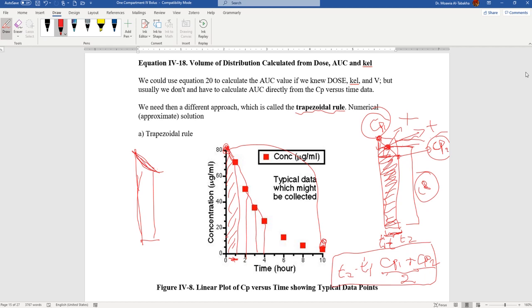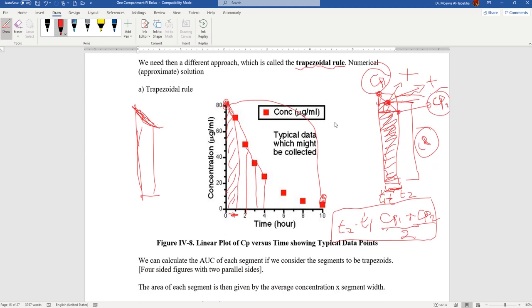In order to keep this error as small as possible, we need shorter segments or a smaller time interval. So the smaller the time interval, the more accurate your AUC is. Even though the trapezoidal rule is an approximate way, it is used more frequently because you do not need to assume one compartment or first order kinetics, etc. You do not need to assume that. That's why it's used more frequently.